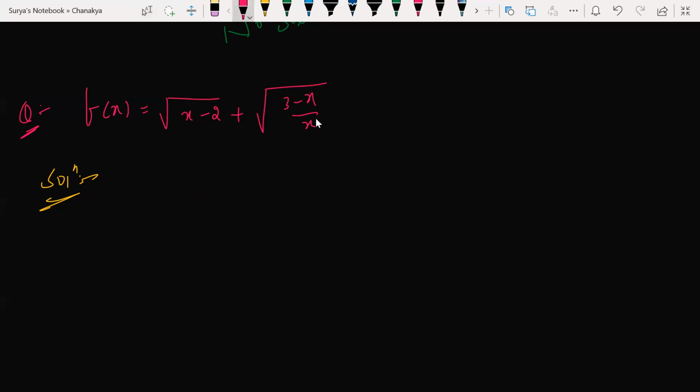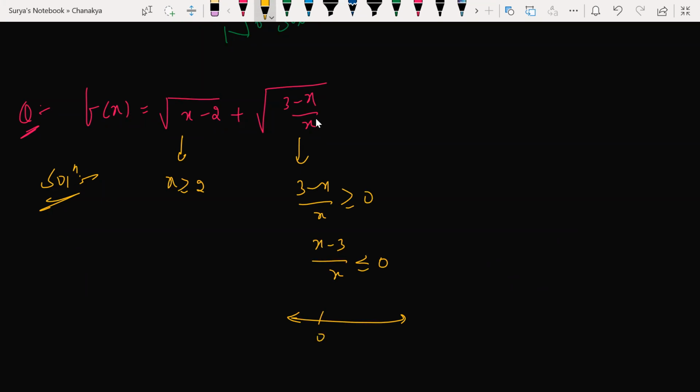Yes, beta. 2 comma 3 close bracket. Very good. This is the right answer. Clearly visible here, this has to be what, beta? X greater than or equal to 2. This has to be what? 3 minus x by x greater than or equal to 0. So x minus 3 by x less than or equal to 0.